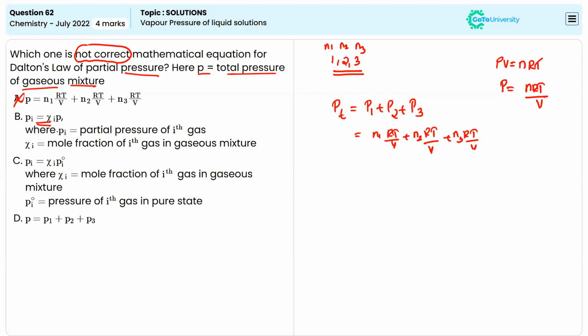And Pi is the individual pressure. So if you come into the partial pressure and if you come into Dalton's equation, this is the same. So option B is also another equation for Dalton's law of partial pressure. So this is also not the correct answer.